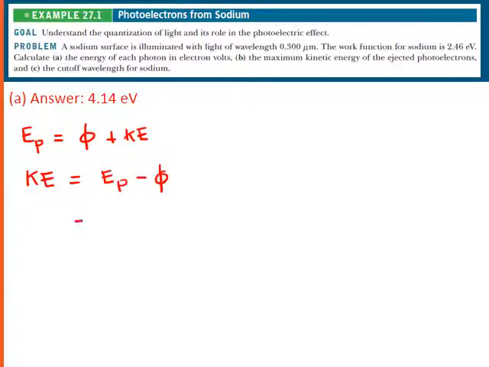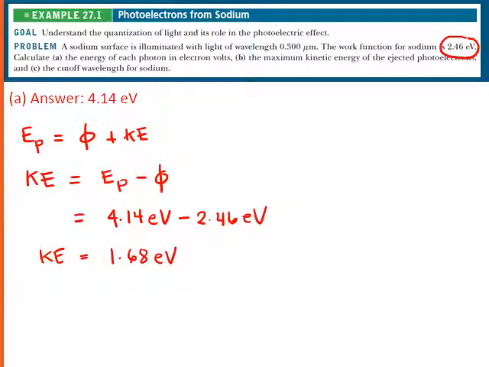And we have solved the energy of the photon in part A, and that is 4.14 electron volts, minus the work function, which is 2.46 electron volts. Then that gives us that the kinetic energy of the ejected photoelectrons is equal to 1.68 electron volts. And we have solved part B.